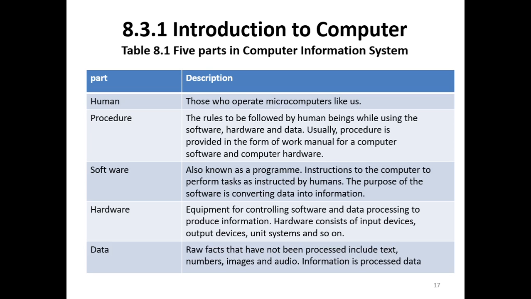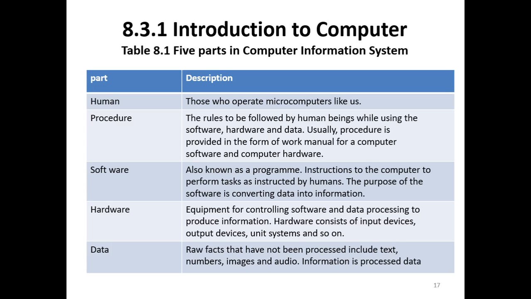Then now we talk of the computer, which we are very much familiar with, and this is just the basic information. You can see 5 parts in a computer information system, and we have the part and the description. We have the human part, then procedure, software, hardware, and data. When we talk of the 5 parts of the computer, the first part is human, so that means those who operate the computers like us. Then we have the procedures. So procedure is the rules to be followed by humans.